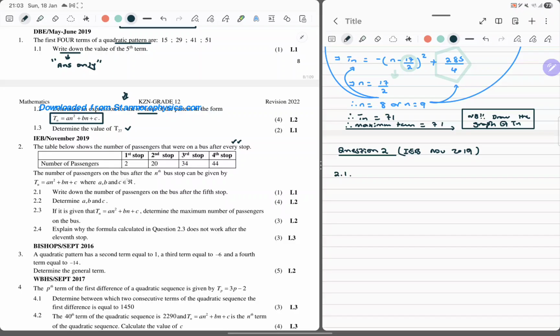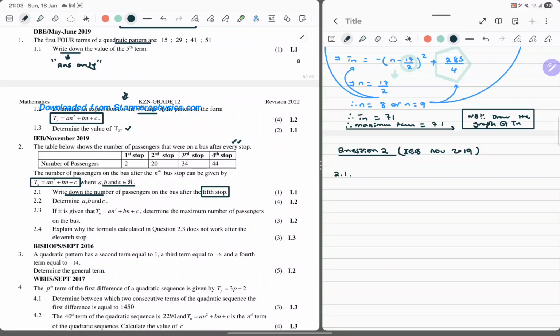Right, so the number of passengers on the bus after n bus stops can be given by the general quadratic term as we know it, where a and b are elements of the real numbers and essentially they are constants. Now the first question says we need to write down, and you know what that means: answer only. Write down the number of passengers on the bus after the 5th stop. As we know that this is a pattern, so if we figure it out, we are going somewhere.